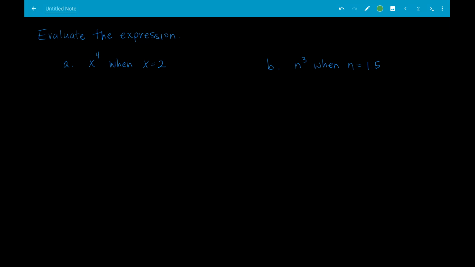Example A says evaluate the expression x to the fourth power when x equals 2. So that means we are going to substitute 2 in for x. So this x to the fourth then becomes 2 to the fourth, which equals 2 times itself 4 times. 2 times 2 times 2 times 2. Now if we do that out, 2 times 2 is 4, times 2 is 8, times 2 is 16. So 2 to the fourth is equal to 16.